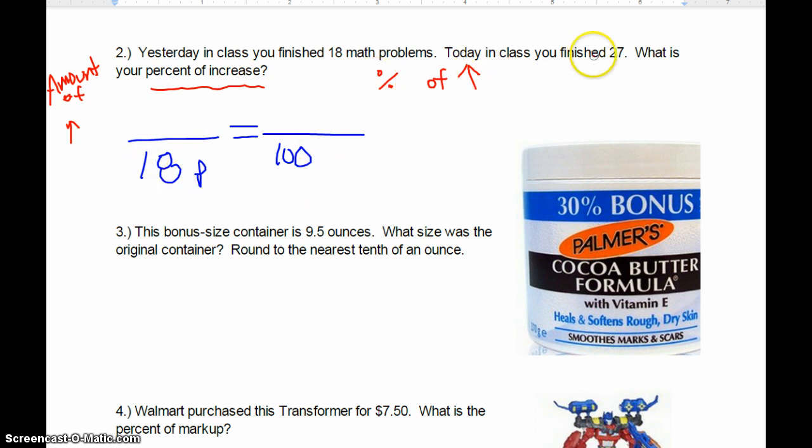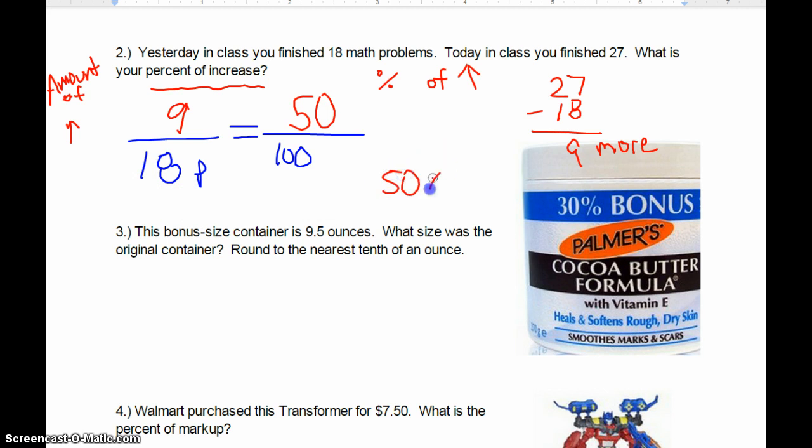So, today I finished 27, yesterday I finished 18. That means I finished 9 more problems. My amount of increase was 9 more problems. So now I can find the percent of increase. 9 is 50% of 18. So I finished 50% more problems.